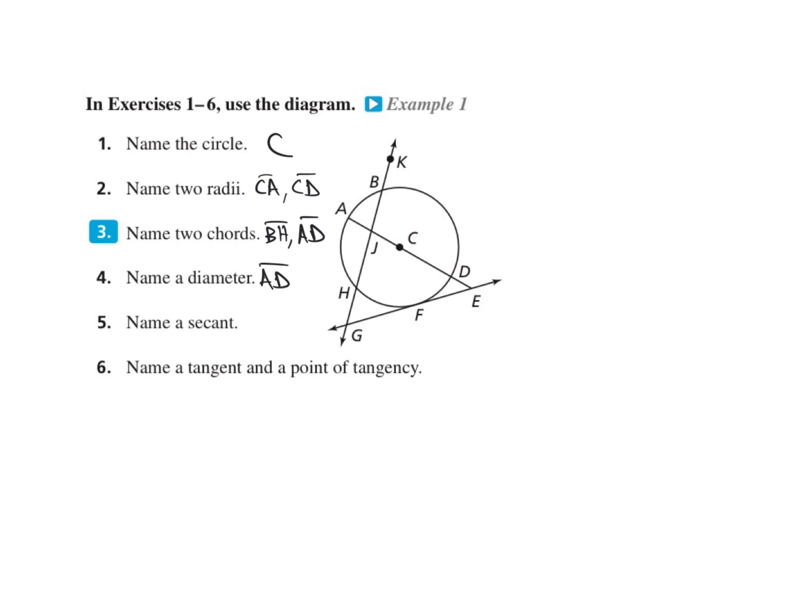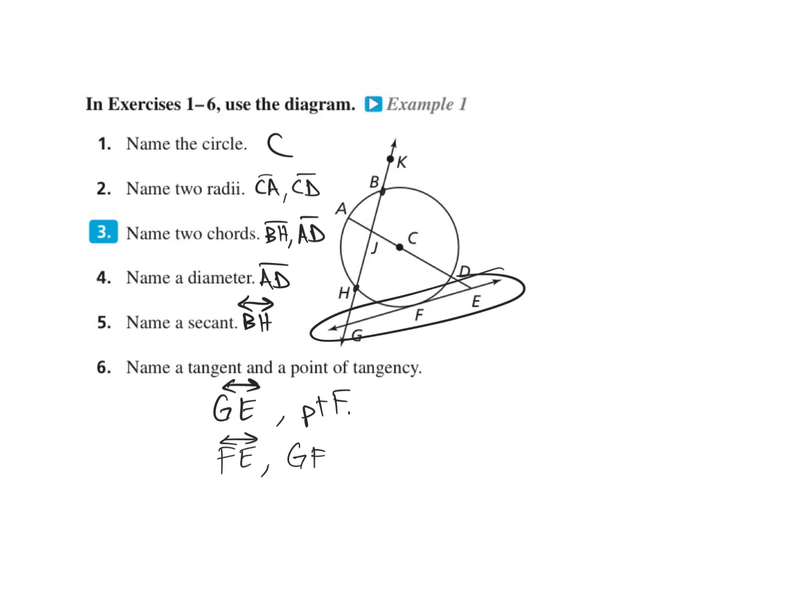Name a secant. Remember, secant hits at 2 points on the circle. So technically a diameter is a secant, but we want the line. Okay, so we'll say line BH. Name a tangent and a point of tangency. So here's your tangent line. You could say GE, and the point of tangency is point F. You also could have said FE, could have said GF, and vice versa. Okay, but the point of tangency is F.